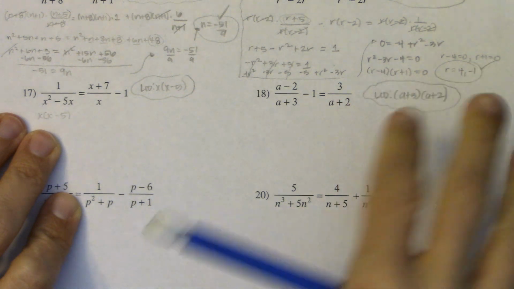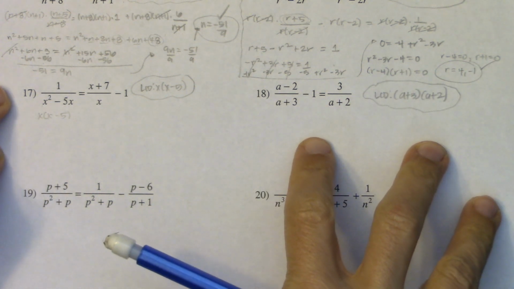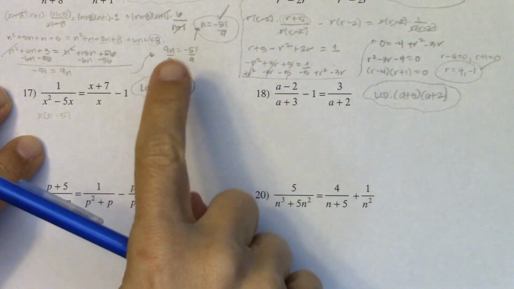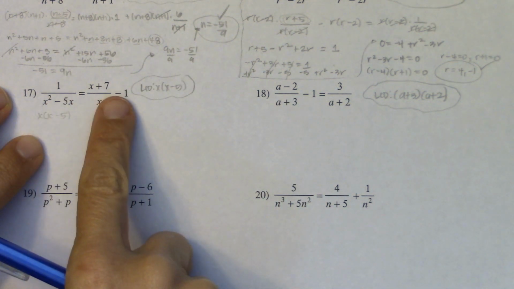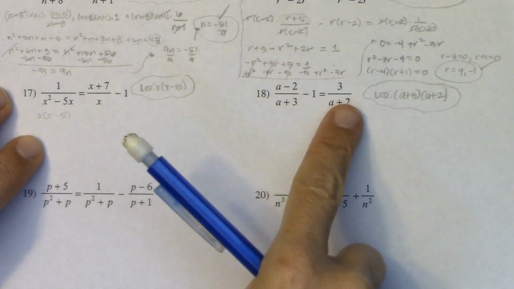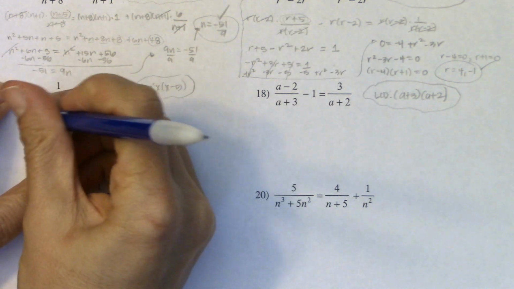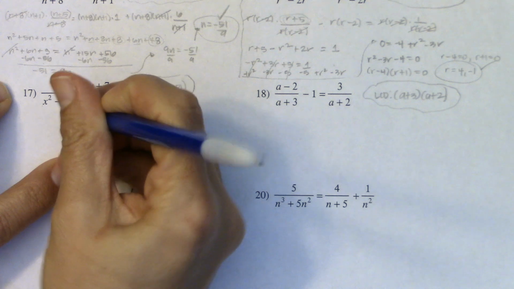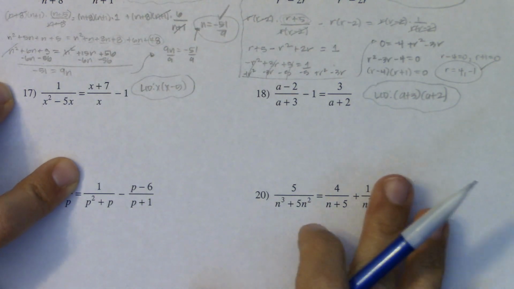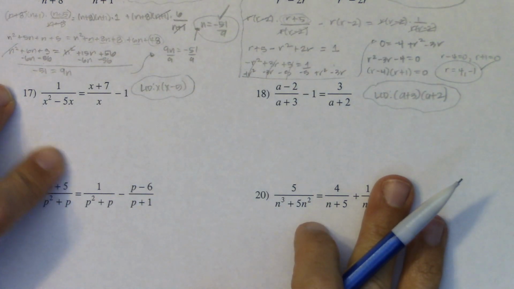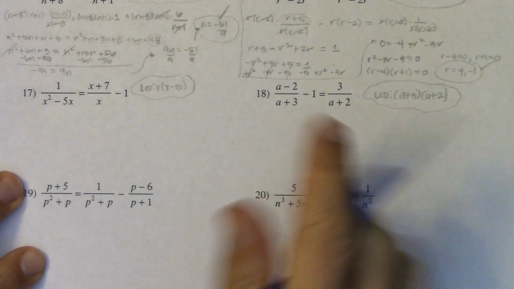So just like with all other examples that we've done so far, I'm going to multiply my LCD to every term in this equation, right? This LCD to every term in this equation. Things are going to cancel out, and then we're going to solve whatever equation's left. We'll either have a linear equation or a quadratic equation. We just have to wait and see.